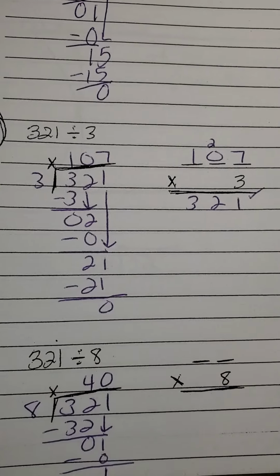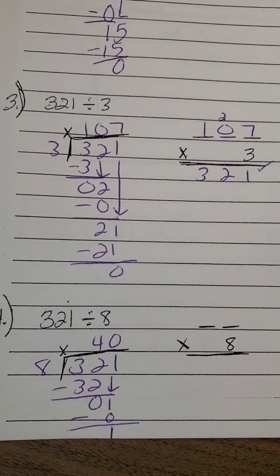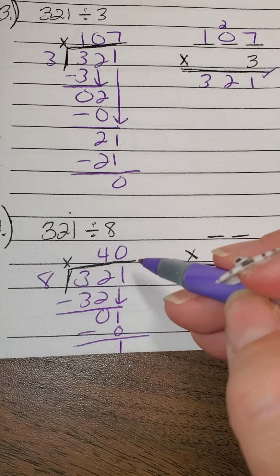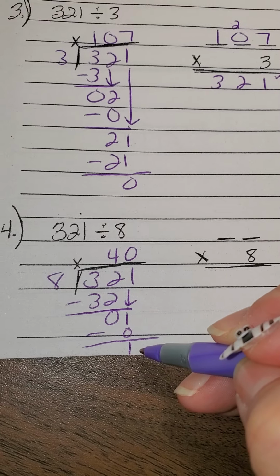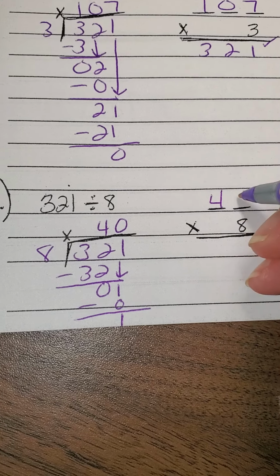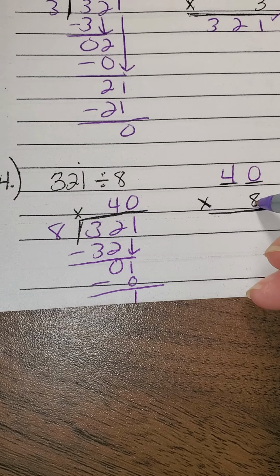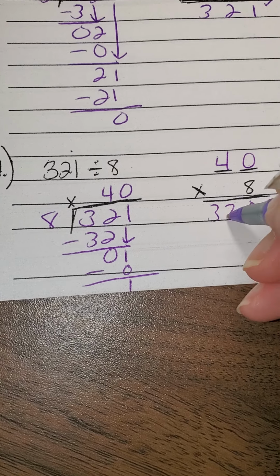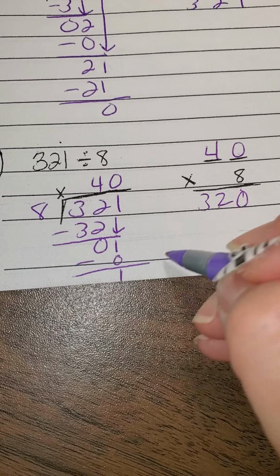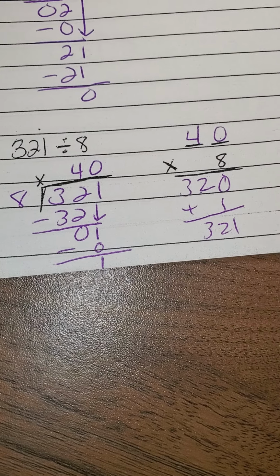So pause, make sure you try to work out number 3. Get the same as I did. And then taking a look at number 4, on this one it looks like we ended up with a remainder when you worked that one out. And we've got 40, which is what we got up here. 8 times 0, 8 times 4, 320. But that didn't match up. But if you add the remainder in there, you get 321.